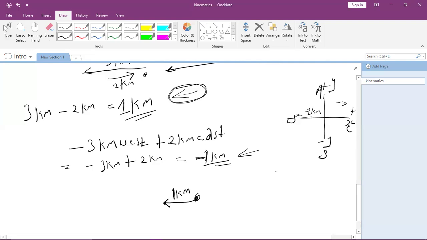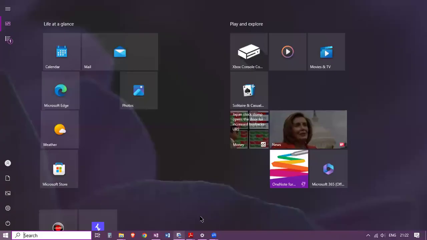If I left it, just imagine I left it as just 1 kilometer, it would mean that she's in the east direction. Why? Because you have positive for what? The east. You understand? But we have to put it as negative, so that it's in the west. You get now?